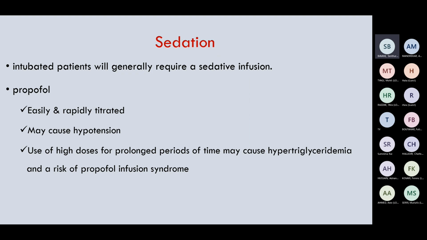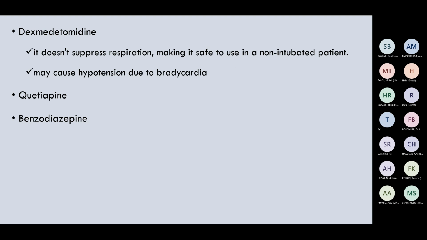What about sedation in ICU? Intubated patients will generally require a sedative infusion. Usually we use propofol because it can be titrated easily and rapidly, but it can cause hypotension. At high doses it causes hypertriglyceridemia and is a risk for propofol infusion syndrome. Dexmedetomidine does not suppress respiration. It is safe to use in non-intubated patients, but it can cause hypotension due to bradycardia.